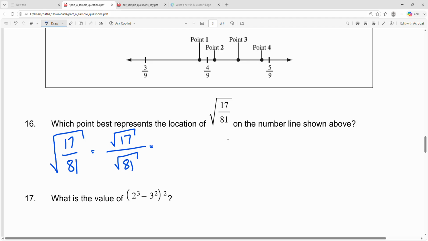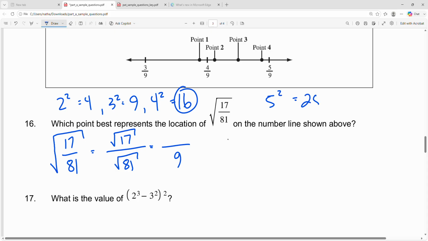Now on the bottom, the square root of 81 is 9. On the top, I'm not sure, so I'm going to go for the closest perfect square. So we've got to think of perfect squares. 2 squared is 4, 3 squared is 9, 4 squared is 16. That looks pretty close. 5 squared is 25. That's farther away. That's not a good substitute.